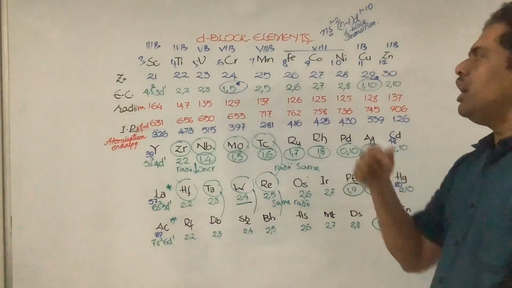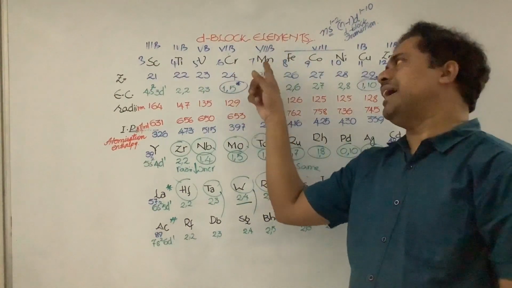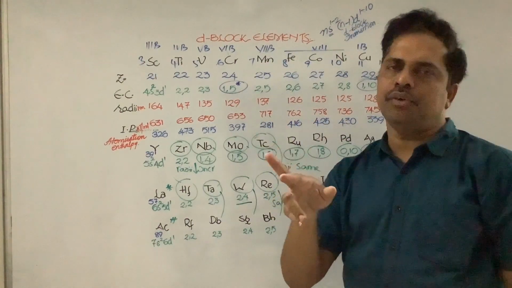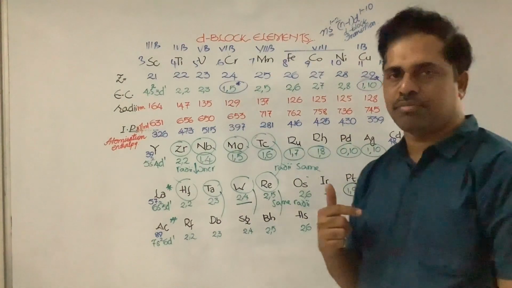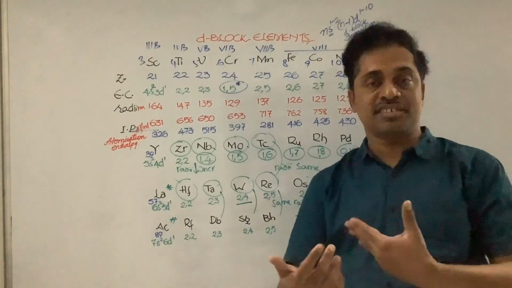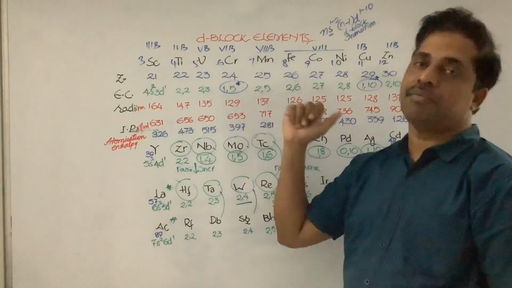Next point is chromium and manganese. If you compare chromium IP1 and manganese IP1, manganese IP1 is greater. When it comes to IP2, chromium IP2 is greater. We discussed this kind of point in sodium and magnesium. Sodium IP1 is less, but sodium IP2 is greater because it is getting stability. Same case, chromium after losing one electron gets a d5 configuration, stability.